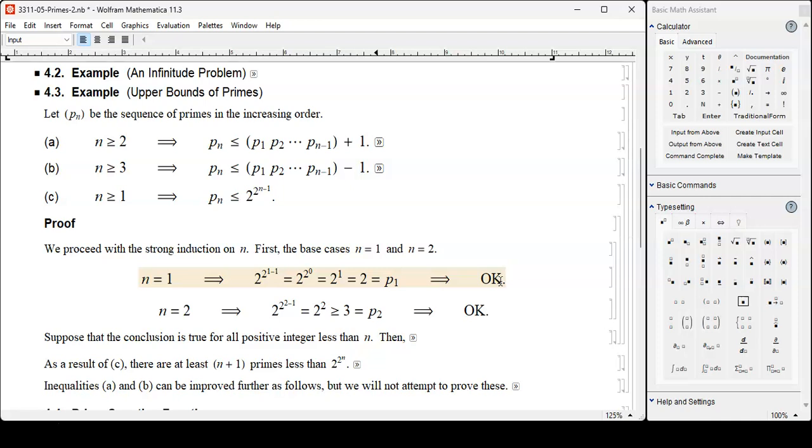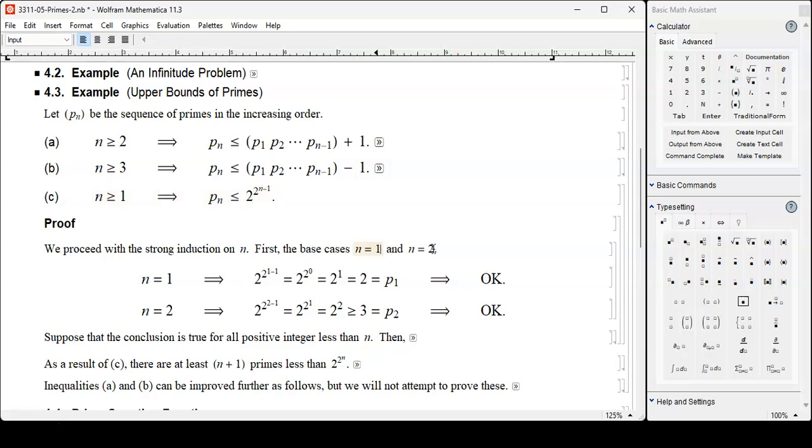And then n is 2, then we have 2 to the 2 to the 2 minus 1 power, first power. So 2 to the second power, that's 4. And that's greater than or equal to 3. So it's okay. So the conclusion works for the base cases, n is 1 and n is 2. By the way, why do we have two base cases? Not just n equals 1.